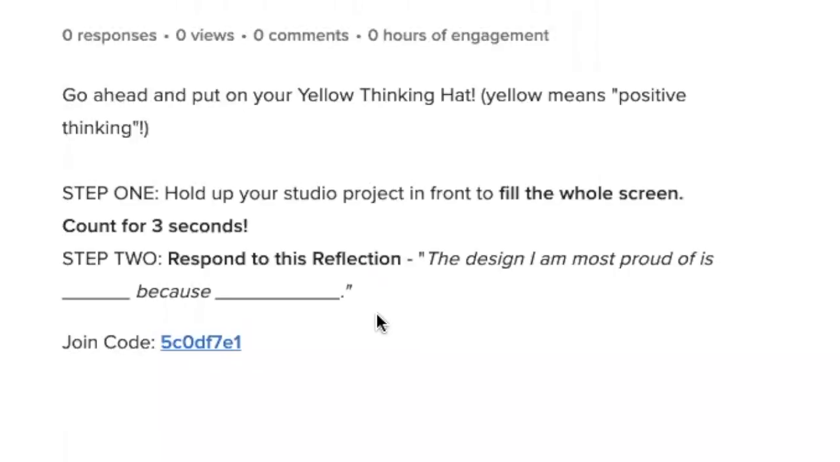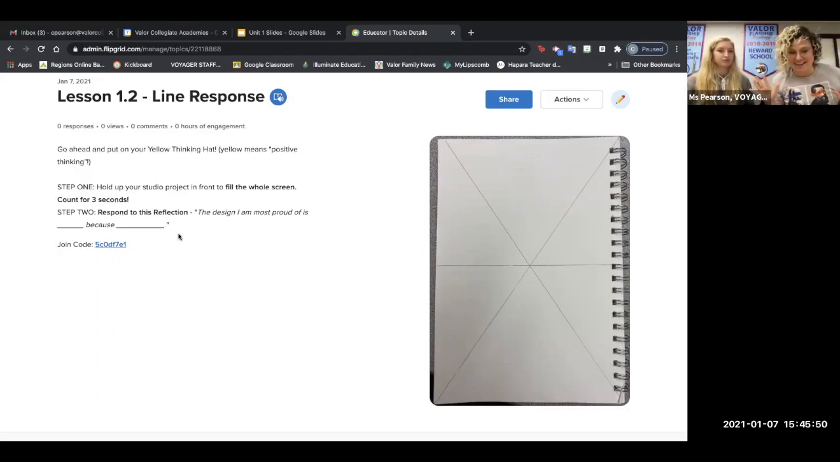Miss Crum, what does it say that we need to do for our line response? Okay, so I know I have to put on my yellow thinking hat. I've got to think happy thoughts. First, I hold up my studio project in front of the whole screen for 3 seconds. 1, 2, 3. Then I'm able to respond to that reflection.